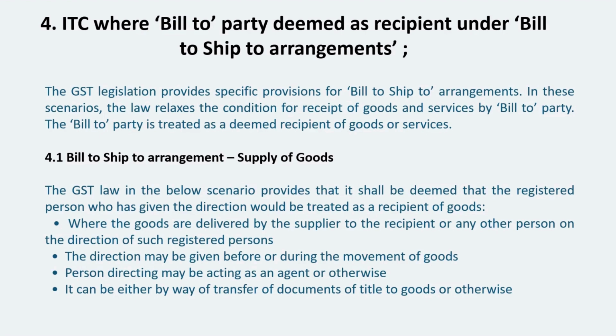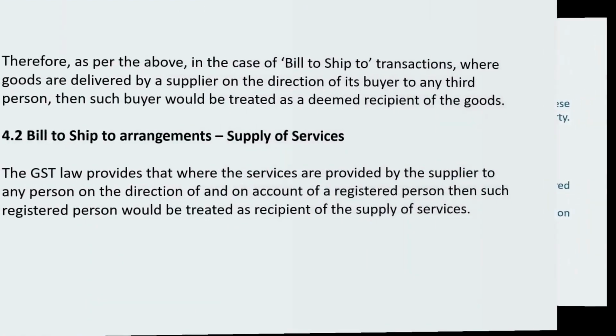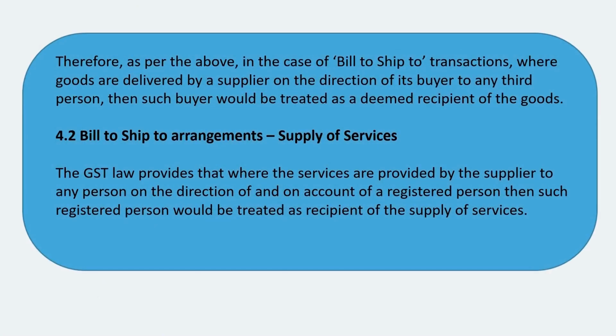The direction may be given before or during the movement of goods, and the person directing may be acting as an agent or otherwise. It can be either by way of transfer of documents of title to goods or otherwise. Therefore, as per the above, in the case of bill to ship to transactions where goods are delivered by a supplier on the direction of its buyer to any third person, then such buyer would be treated as a deemed recipient of the goods.